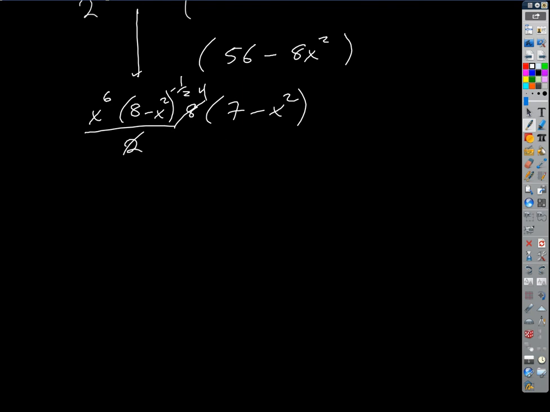And so what do we get then? 4x to the 6th. That's going to go to the bottom because it's negative. So I get 4x to the 6th times 7 minus x squared, all divided by the negative 1/2 power, the square root on the bottom. There it is.